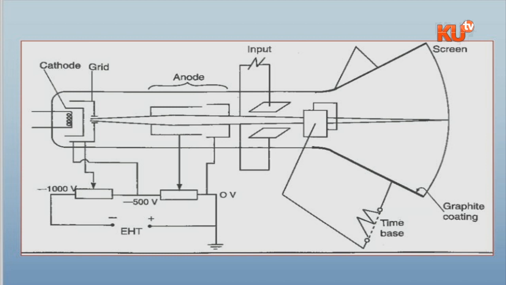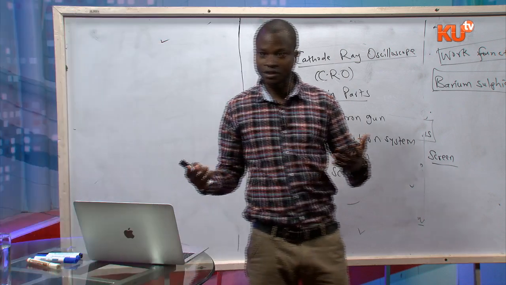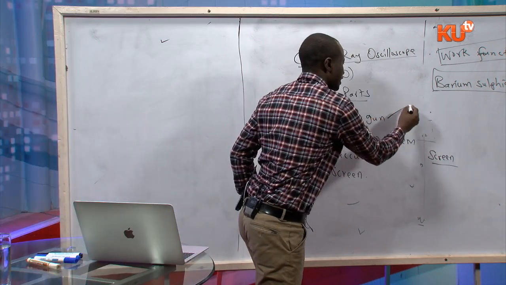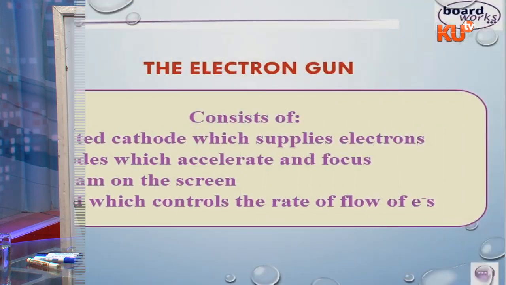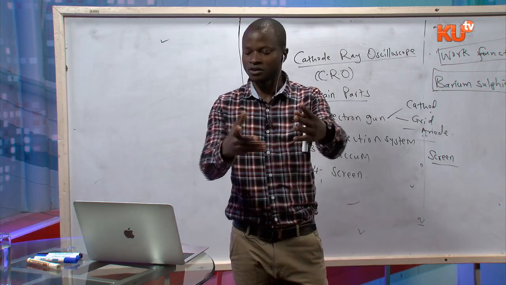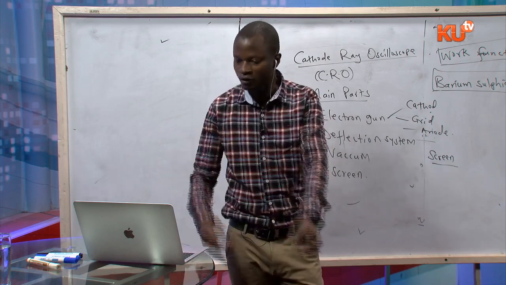Now if we look at the electron gun quickly, what does it consist of? We have already mentioned in our next slide. You can see it is made up of the heated cathode, a grid, and the anode. It's made up of heated cathode. What is its work? To supply electrons. Then the anode, which accelerates and focuses the beam on the screen. Then the grid, which controls the rate of flow of electrons.